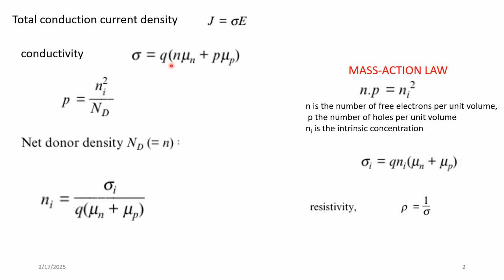So from this equation, you can write sigma i is equal to q into ni, within bracket, mu n plus mu p. Okay. So from this equation, I can find my ni, the intrinsic concentration, which is sigma i divided by q into mu n plus mu p. So if I calculate this, I can calculate my J current density. So based on these formulas, we can solve one problem.